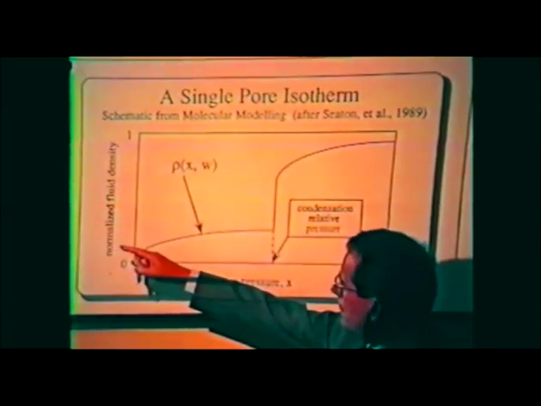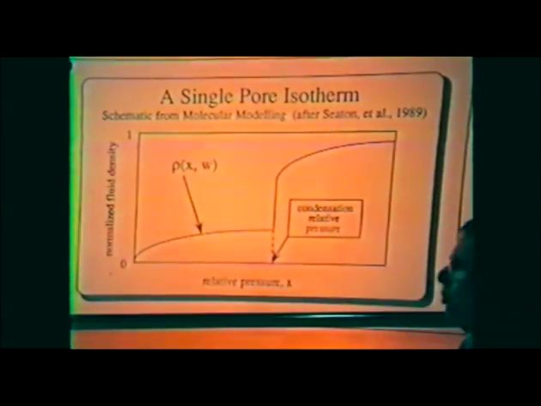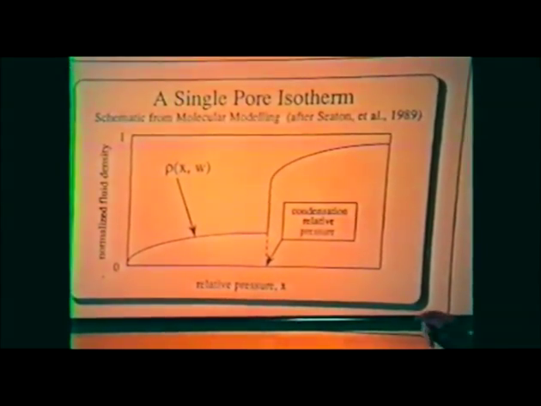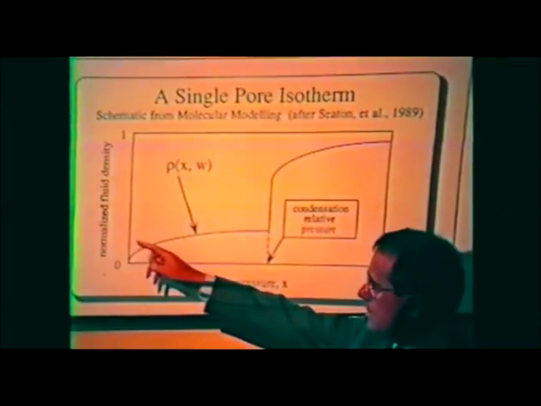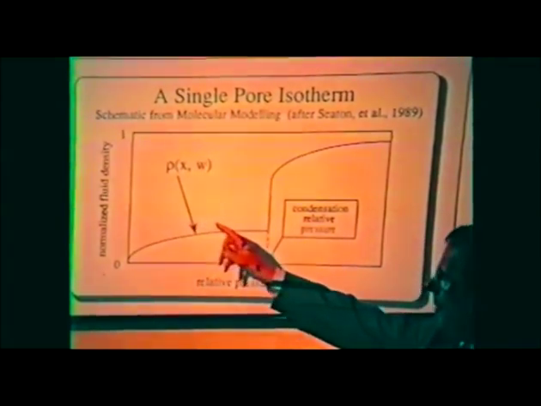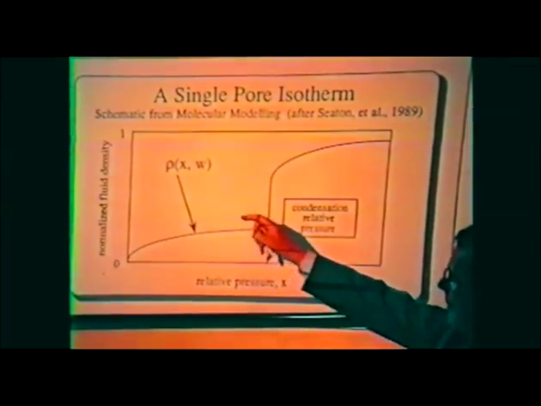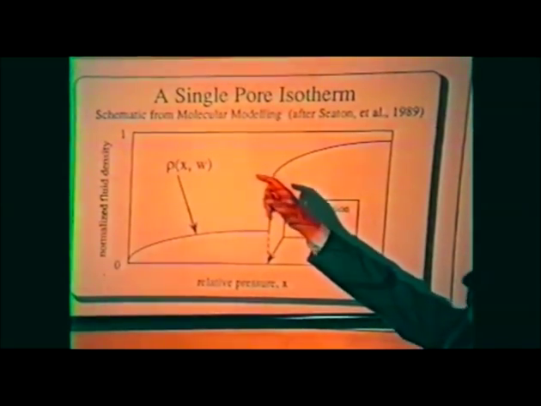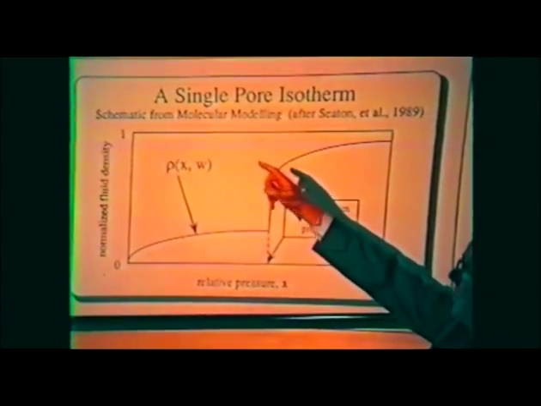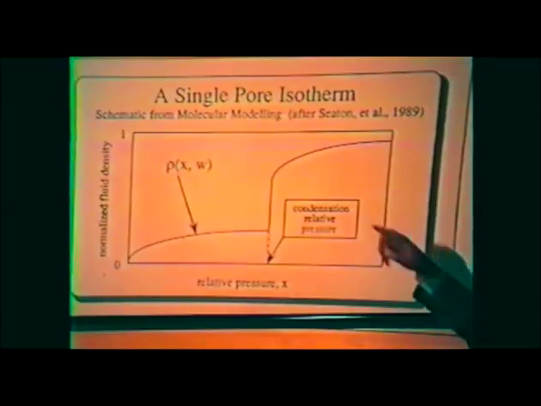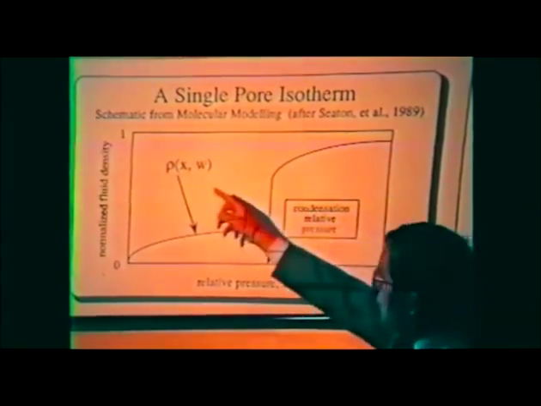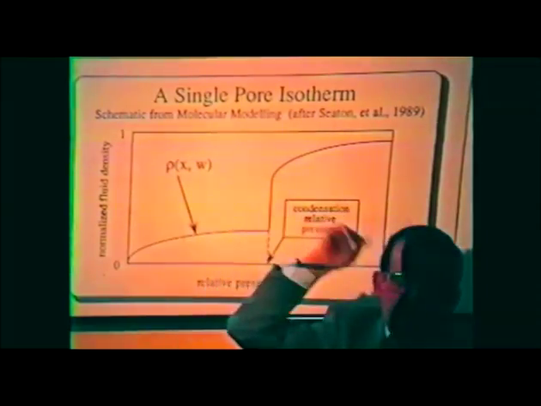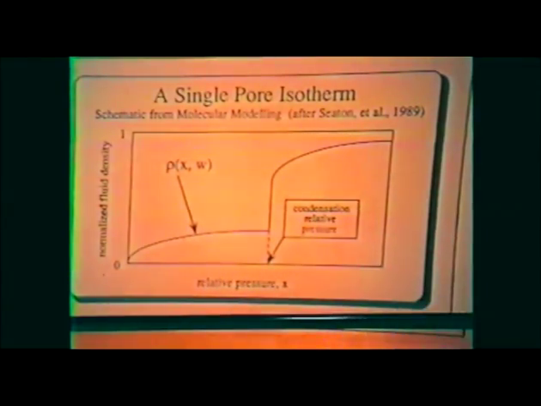What we're plotting here is a normalized density of the adsorbed phase as a function of relative pressure. You start off with what you might call a low density phase at low relative pressures, and then suddenly there is something like a condensation process, and then there is a high density phase where the density increases with relative pressure, approaching the value for the bulk liquid. That's a normalized density there.